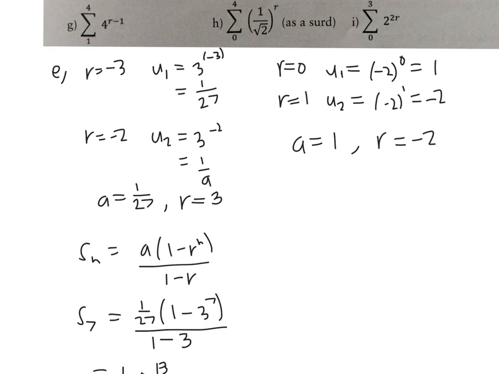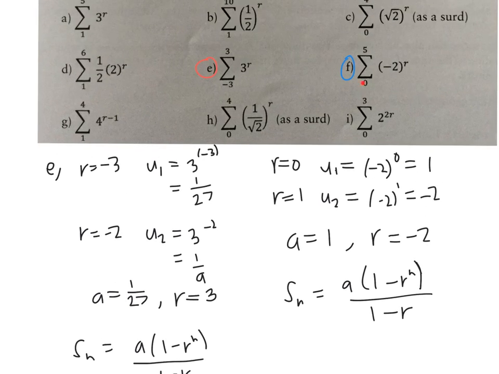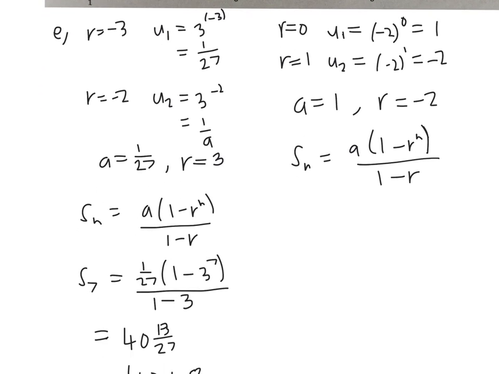Then you use your formula that Sn is a(1 minus r to the power of n) divided by 1 minus r. And here we've got the sum from r equaling 0 to 5, which would give you 6 terms in total. So we want S6. So S6 would be 1 minus (-2) to the power of 6, all divided by 1 minus -2. Okay, and that gives -21.